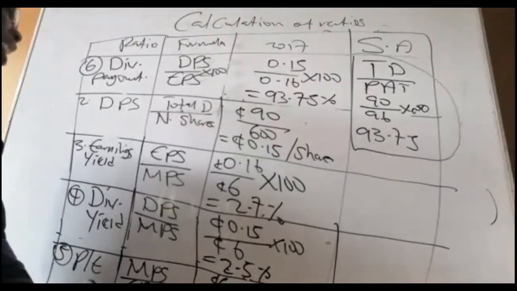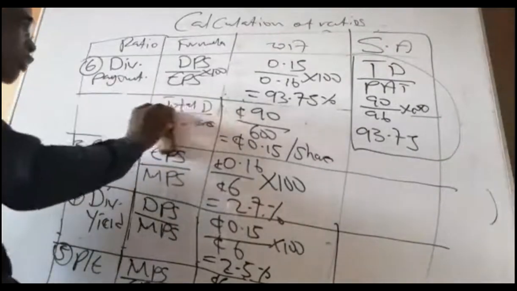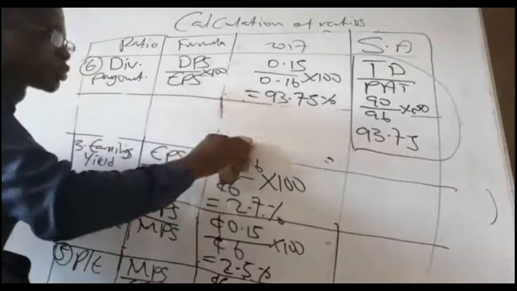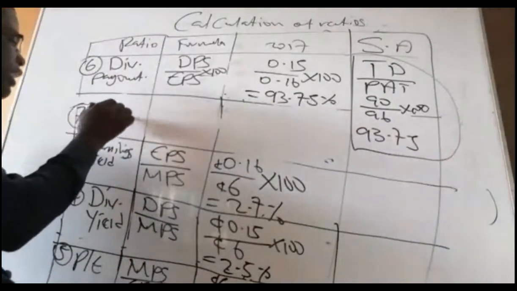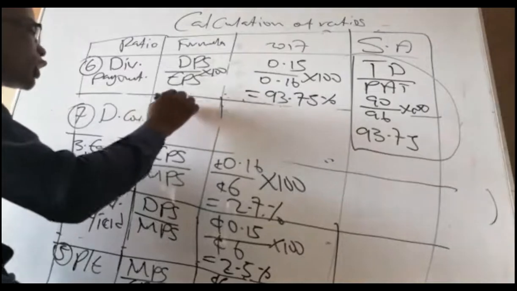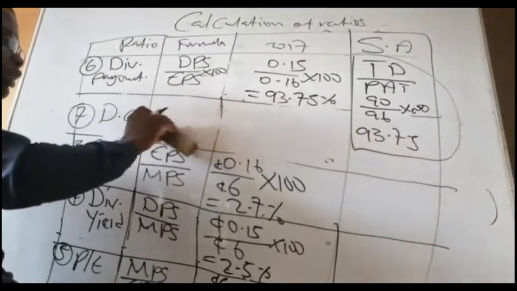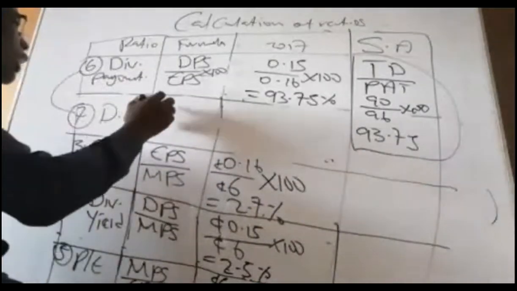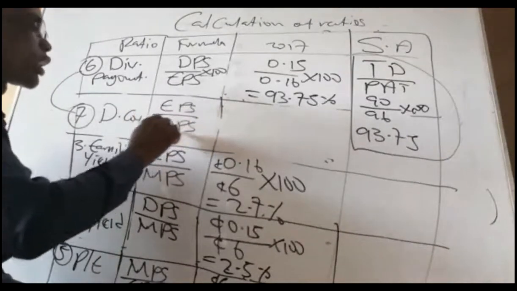The last item is the dividend cover. Dividend cover. We measure it in times. So number 7 on the list, dividend cover. The first formula is the profit after tax all divided by the dividend. It's the inverse of this. Let me use the second approach, it's far easier. That one is the opposite. These two are inverses. Here it is the earnings per share over the dividend per share.